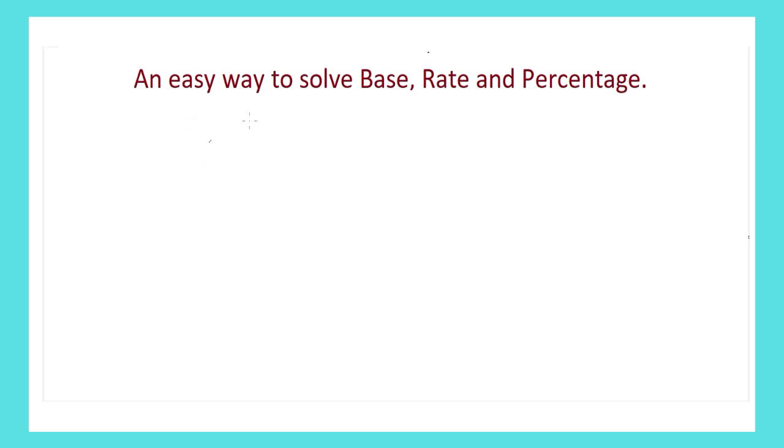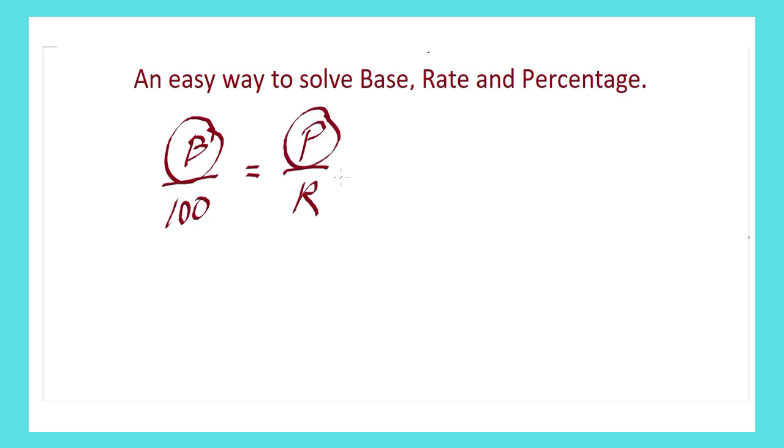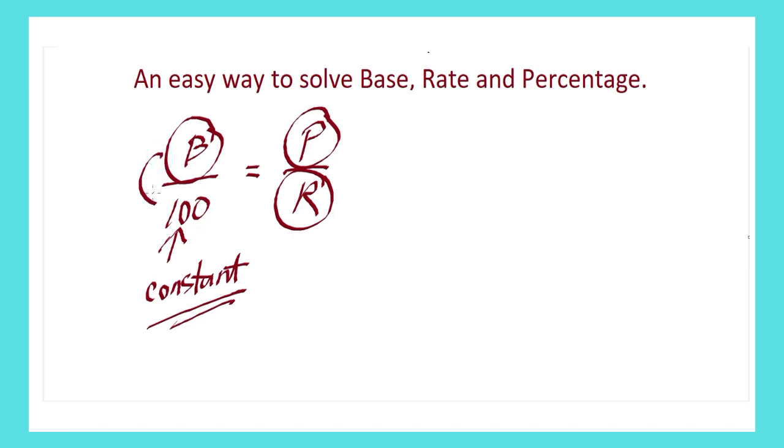There is another way of solving base, rate, and percentage without using the triangle, and that is by using the previous topic, which is ratio and proportion. So B over 100 is equal to percentage over rate. Here, this is the base, this is the percentage, and this is the rate. You're just going to plug in everything that is given. Remember that our 100 is constant. It means it will never change. It's always there, always. Never forget that one, because our B is always 100%.